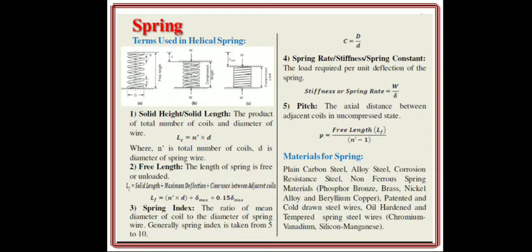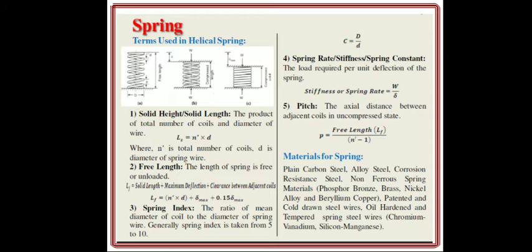Now the third definition, spring index. What is spring index? It is the ratio of the mean diameter of the coil to the diameter of the spring wire, and generally spring index is taken from 5 to 10. Spring index is denoted by capital C, where C is equal to capital D by small d, that is the mean diameter of the coil to the diameter of the spring wire, where capital D is the mean diameter of the coil and small d is the diameter of the spring wire.